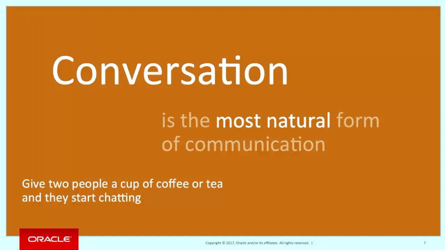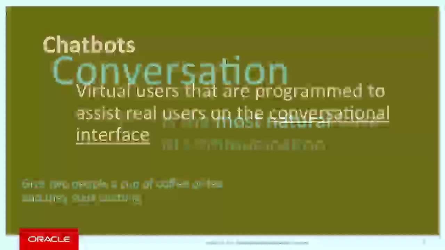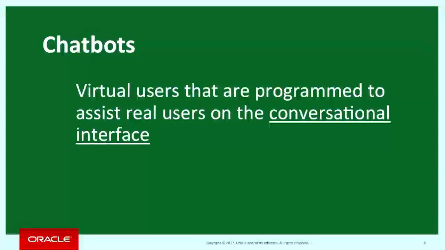So the question is, how can we take the most natural form of communication and use it as an interface that allows us to perform business tasks? Chatbots actually do exactly this. Chatbots are virtual users that are programmed to assist real users on the conversational interface. So here we use a non-technology-specific interface, but we use natural language just to make something happen on a remote server. Now that could be anything. That could be ordering a flight, canceling a flight, asking for the weather, arranging an appointment. That could be anything, because chatbots, as we will see, can do real work.